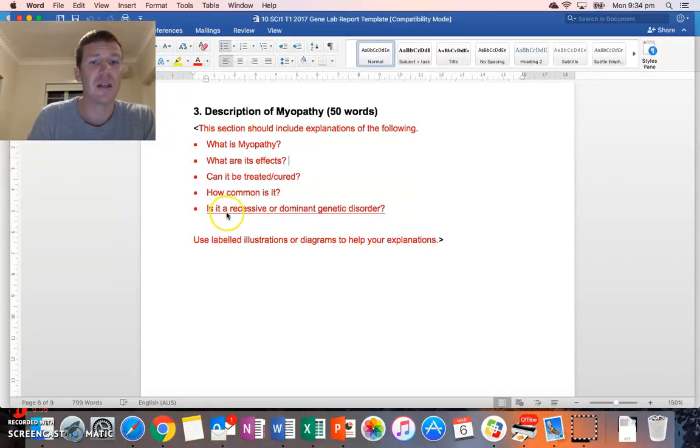And then finally, is it a recessive or dominant genetic disorder? It's written on the task sheet that it's an autosomal recessive disease, so you need to just explain that. What does that mean? And again, use labels or diagrams to help your explanations, and you need to actually refer to them. Don't just put them in there and hope for the best, because if you don't refer to them, they mean nothing. So make sure you label them and point out what you're using them for.